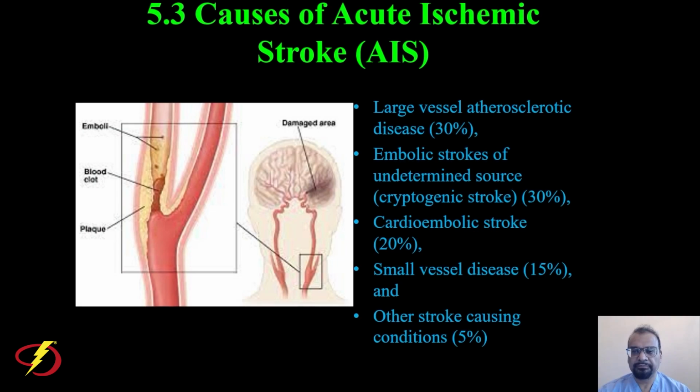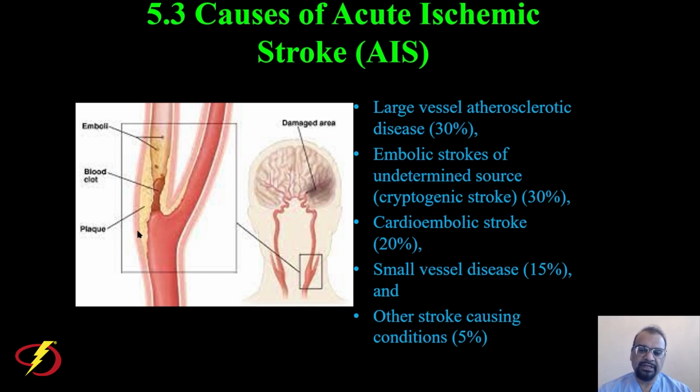of the brain. So we're going to go through the different causes of acute ischemic stroke, different mechanisms. First, we're going to talk about large vessel atherosclerotic disease. This accounts for 30% of all acute ischemic stroke. Then we're going to talk about other disease mechanisms such as embolic strokes of undetermined source, called ESUS, cardioembolic stroke, small vessel disease, and other stroke-causing conditions. Now, embolic strokes of undetermined source is commonly referred to as cryptogenic stroke, but we don't want to use that term anymore, and I'll explain why in a minute.